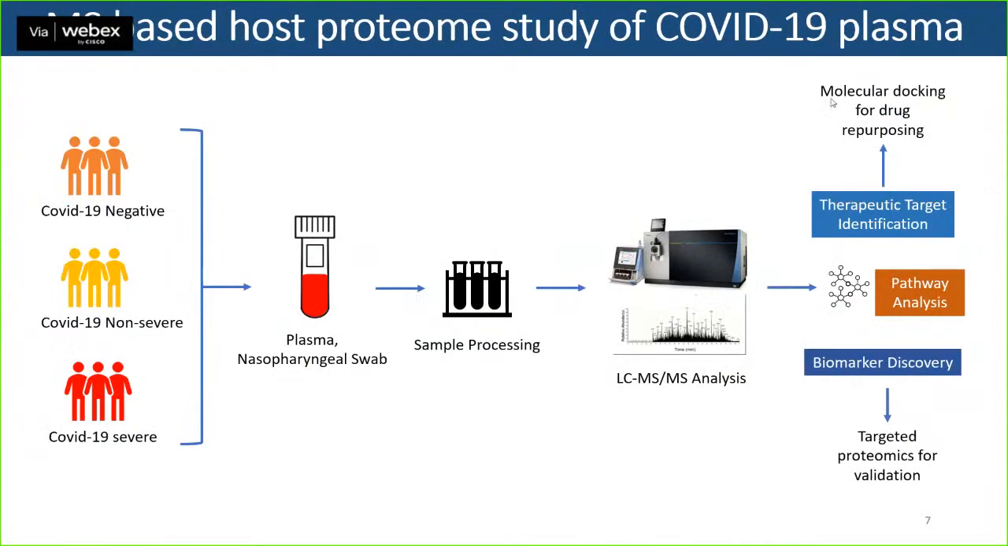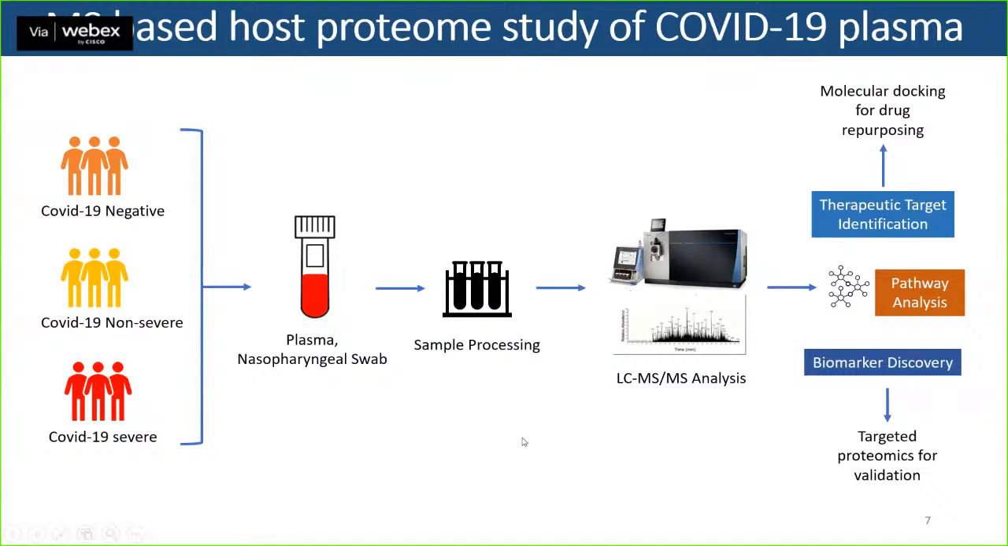So as Sir has already mentioned, we received the samples from COVID patients, and they are usually kept in a biosafety facility. So it can be plasma, it can be nasopharyngeal swab, anything. And then we process it to be run on a mass spectrometer and whatever further analysis is done.